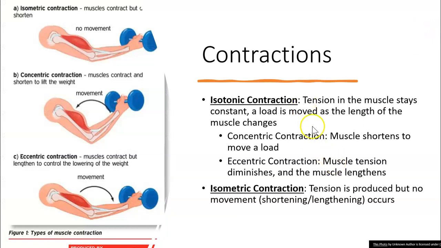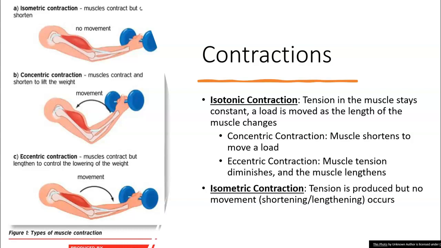Isotonic contractions are those activities where the tension in the muscle stays constant and the load is actually moved as the length of the muscle changes. Okay, so isotonic is going to lead to movement. There are two categories of isotonic contractions: concentric contraction, when the muscle shortens to move a load, and eccentric contraction, when muscle tension actually decreases and the muscle lengthens.